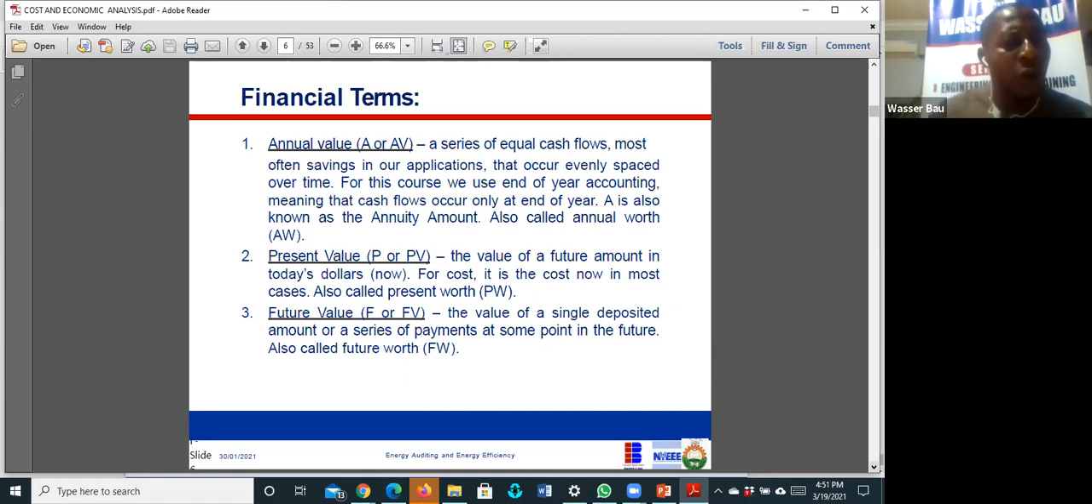Then we'll have what we call the third one, the future value. It is the value of a single deposit amount or a series of payments at some point in the future, also called future worth. In this case, when I say future value, I'm talking about in 2030, what is the worth of iPhone 12? Okay, so that's what we're talking about. In 2025, what will be the cost of this my duplex? So that is the future cost. So it can also be a one-off single deposit. It can also be a series of deposits. Okay, so for both the future value and the present value, they can also come in form of single one-off payment or series of payments.